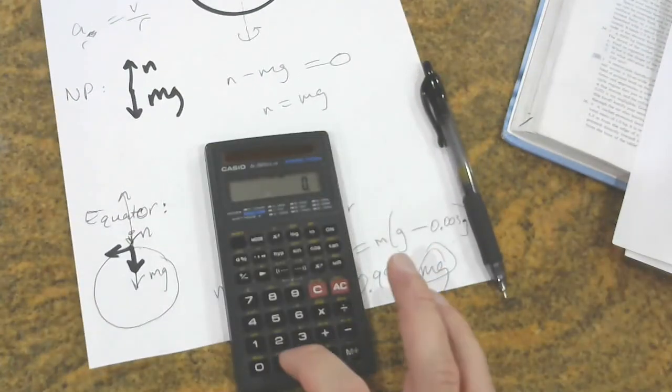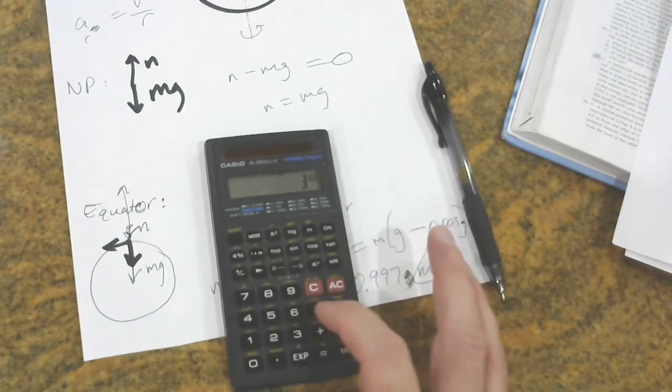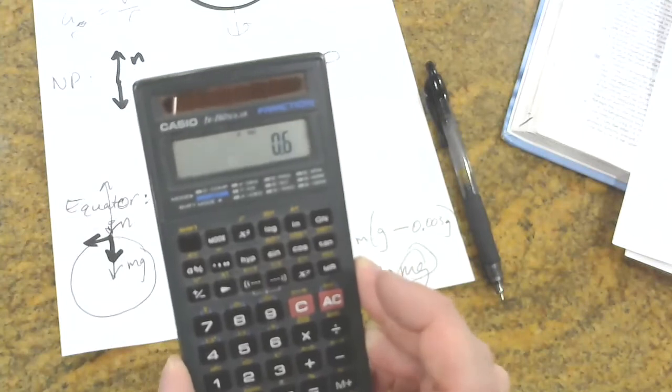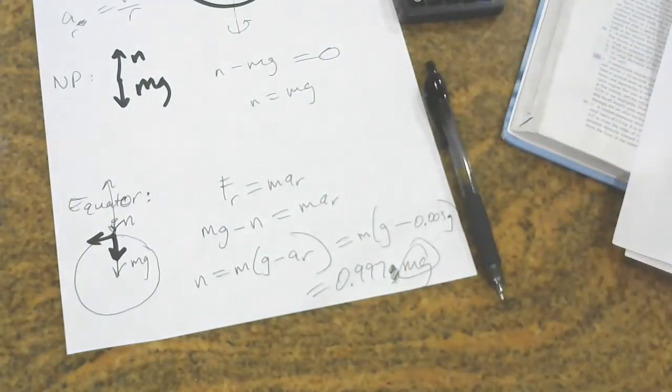Like, what if you weigh 200 pounds? 3/1000ths of 200 pounds. Look at that, 0.6 pounds. Let's just call it half a pound. Okay, so if you're an average to large size adult, you're going to weigh half a pound less at the equator. Is that even noticeable?